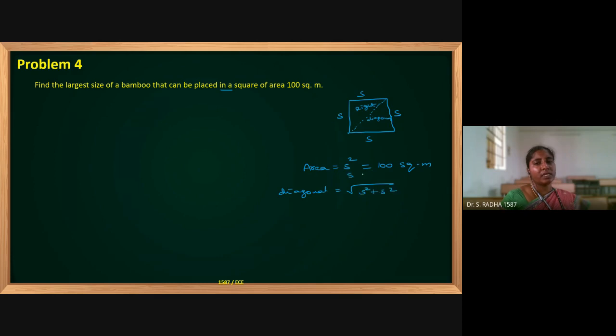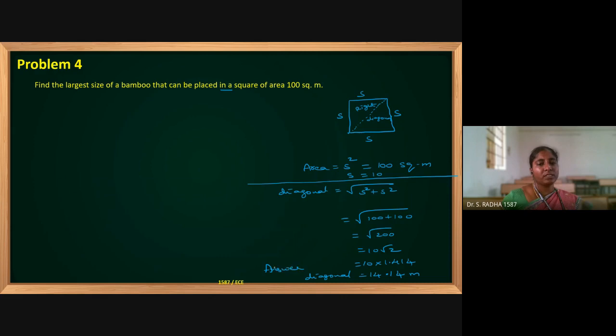Now from the previous line, we can find S value equal to 10. So this becomes 100 plus 100, which is square root of 200, so 10 into square root 2. You know the value of square root 2, we studied long back, 1.414. If you multiply with 10, 14.14, and it is meters. 14.14 meters is the answer.